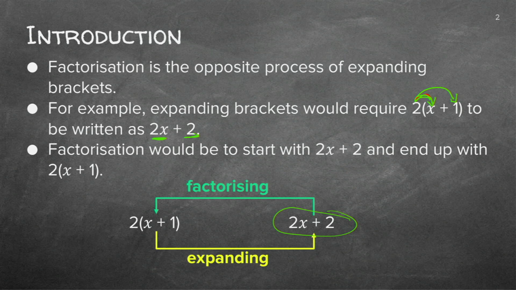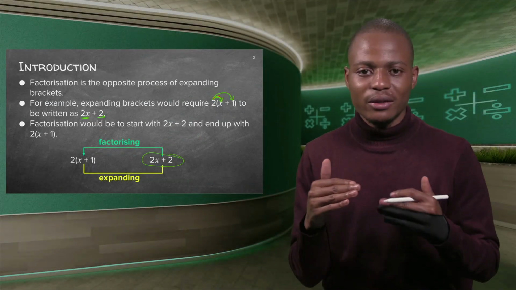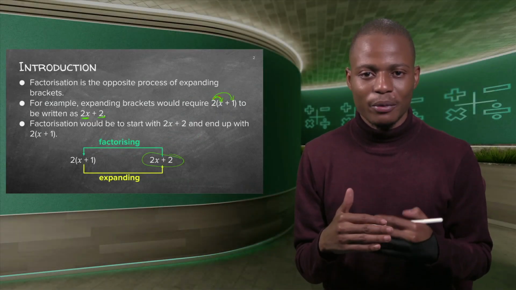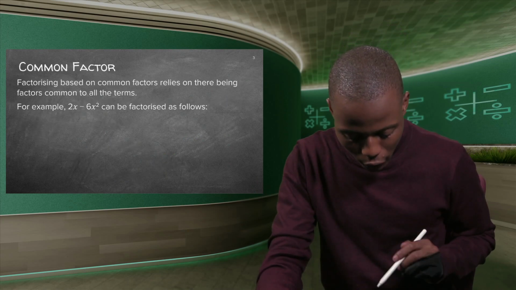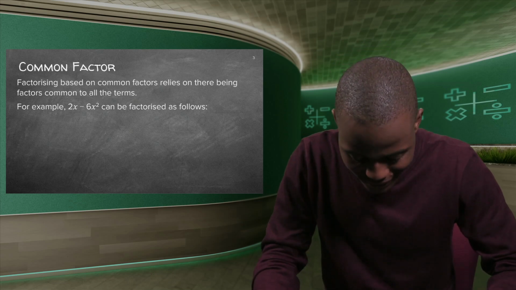Expanding is actually the opposite, where you have to distribute every value that you get and ensure that you have values without brackets. That is how this whole concept of factorization works. So these two things have a very close relationship. Now let's see what common factor factorization is.